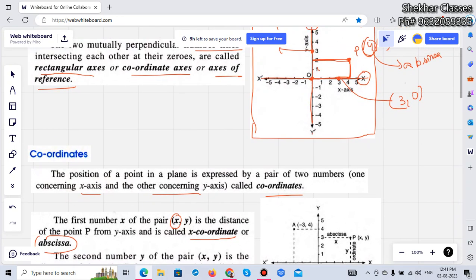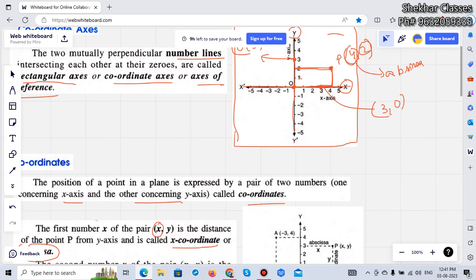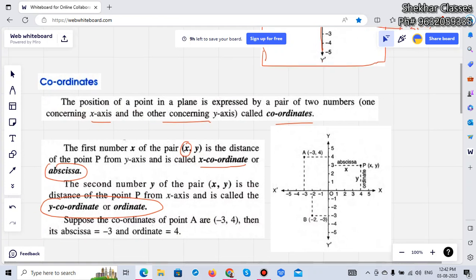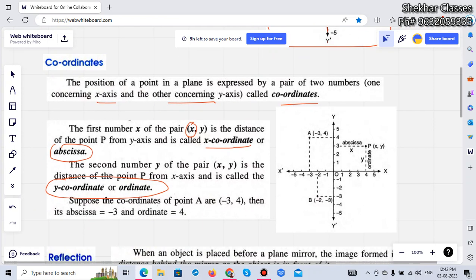Fine. And the other one is called ordinate. Fine, I think you're clear with that. Okay, the x coordinate is called abscissa, the y coordinate is called ordinate.